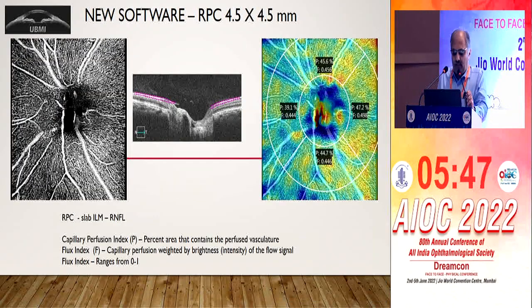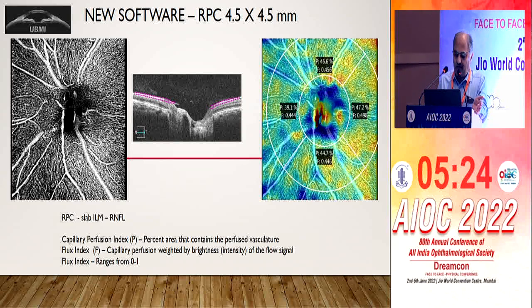But Zeiss has come out with this new software, which is 4x4 into 4x4. This is primarily for the RPC only, the radial peripapillary capillaries. And you have the 2 indices, one is P and F. Very simple. P tells you the percentage of the capillaries present in the superior arcade. And F is really the brightness.